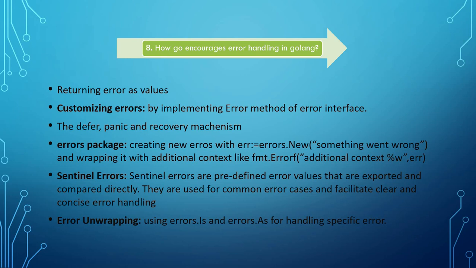Defer, panic and recover mechanism is there. Errors package: creating new errors with errors.New and wrapping them with additional context. You can wrap additional context, additional data using %w. Sentinel errors. Sentinel errors are predefined error values that are exported and compared directly. They are used for common error cases and facilitate clear and concise error handling.